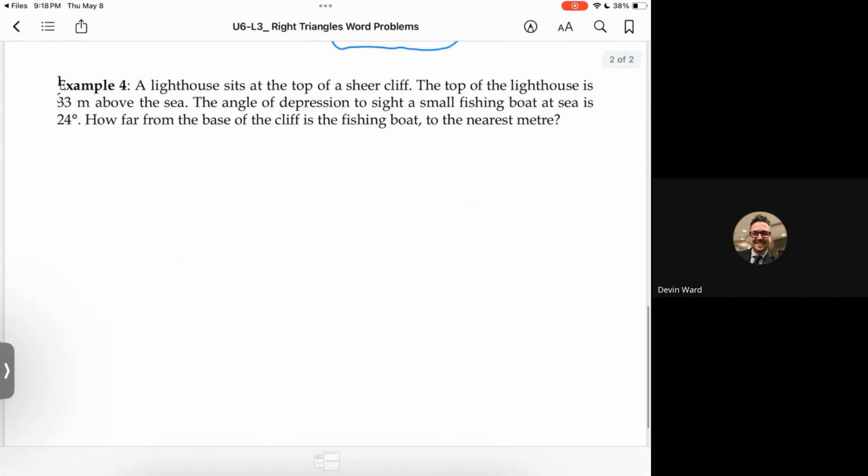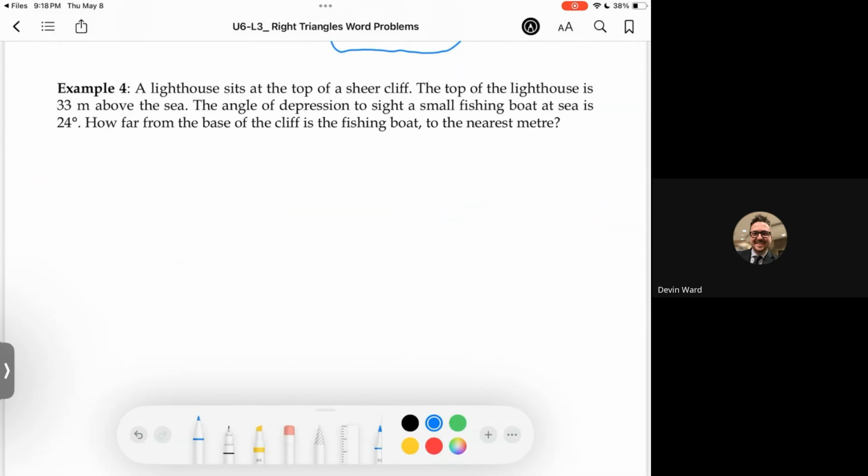Okay, and our last example for today. A lighthouse sits at the top of a sheer cliff. The top of the lighthouse is 33 meters above the sea. The angle of depression to sight a small fishing boat at sea is 24 degrees. How far from the base of the cliff is the fishing boat, to the nearest meter?